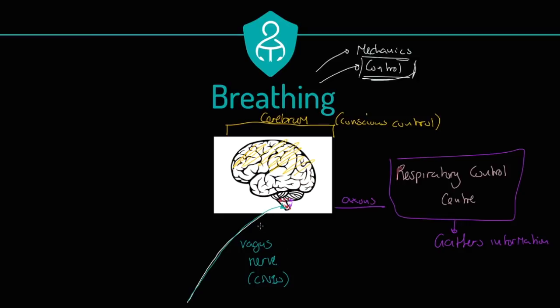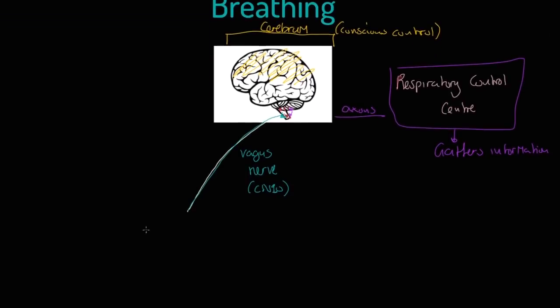This is the nerve that stimulates the RCC, the respiratory control center, and gives it the information that it needs. So where does that information come from? Well, first of all, I want to introduce you to the notion of what we would call peripheral chemoreceptors. And these peripheral chemoreceptors exist in two places. They exist in what we call the aortic body, in other words, the aorta, and they exist in what we call the carotid body. The carotid body is that big artery running up to your head.